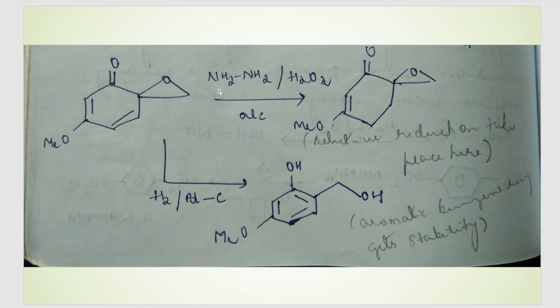Here you can see that diimide is very selective. It won't reduce this epoxide ring. Whereas when you're taking a heterogeneous catalyst, what happens? This epoxide ring is reduced to alcohol. Whereas diimide, you know that it won't reduce any unsymmetric bonds. So this is unsymmetric in nature, it will not reduce it. But here there is a symmetric bond between these two carbons. So it will reduce this.